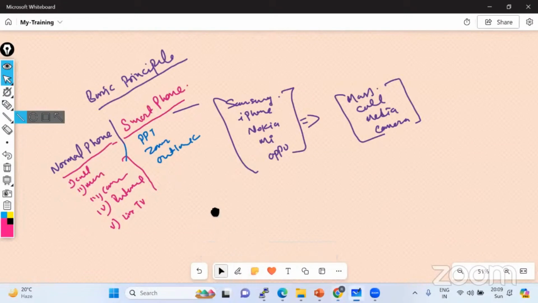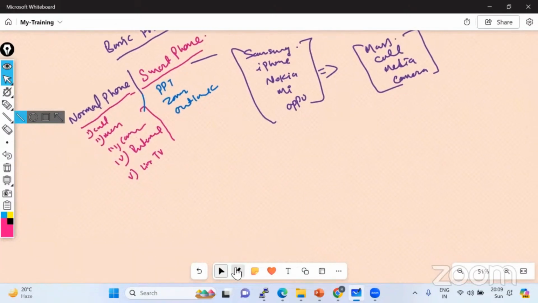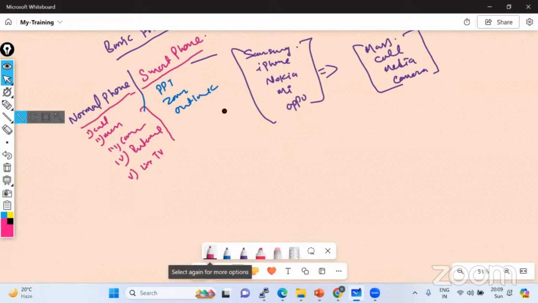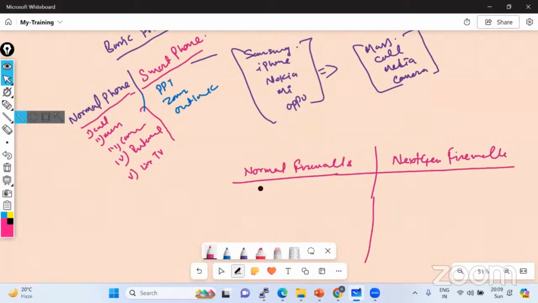But transformation added some features. Once you transform from the normal phone to the smartphone, you have more features. Similarly, we have the firewall also. Earlier, we had a normal firewall, and now we have the next generation firewall, right? So again we have some key features. Normal firewalls have some basic limitations. They can do some kinds of jobs. They can protect your networks, but with limited scope.